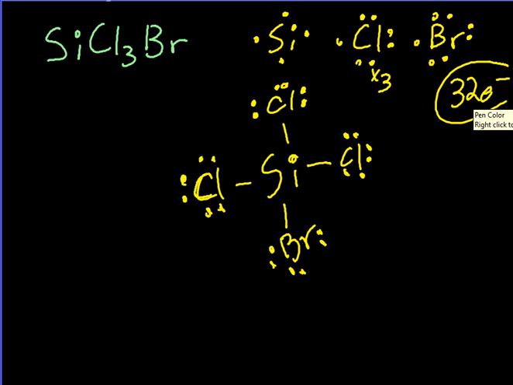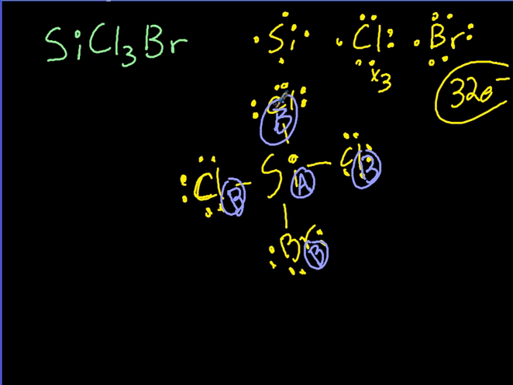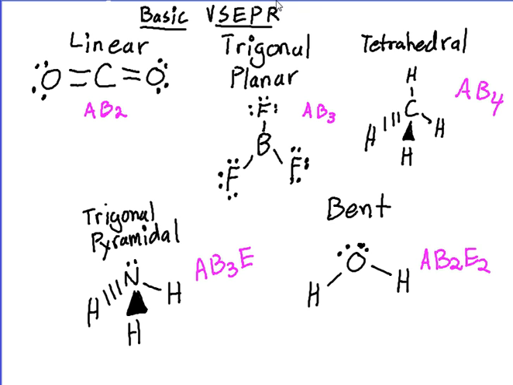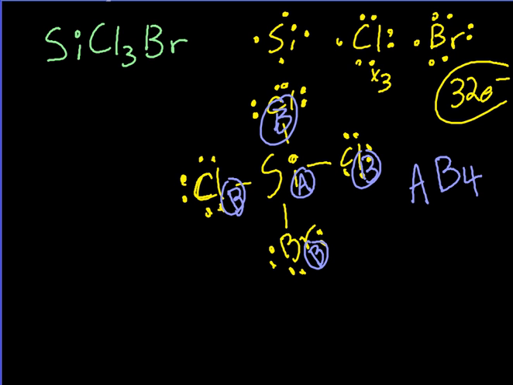So this is a molecule that has your A right in the middle, and here are your B's on the periphery. Bromine also counts as a B. It doesn't matter if you have a different atom. So this is an AB4 molecule. And that corresponds to which one? Tetrahedral. So the shape for SiCl3Br is tetrahedral, or tetrahedron.